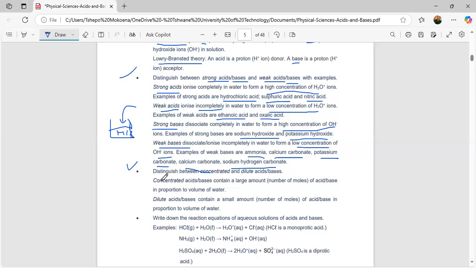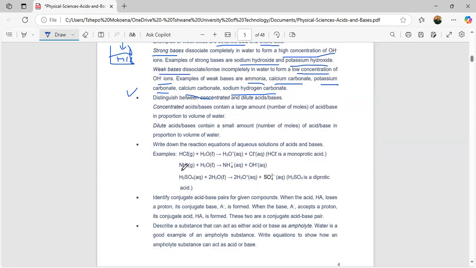Okay, so that's why here you should be able to distinguish what is a concentrated and a dilute acid or base. It does not matter whether you add the base or the acid, depending on the strength, that doesn't affect it at all. And that's what I wanted you to understand.